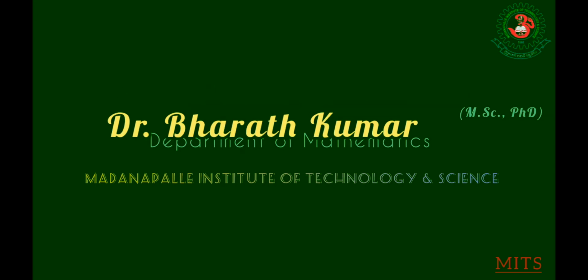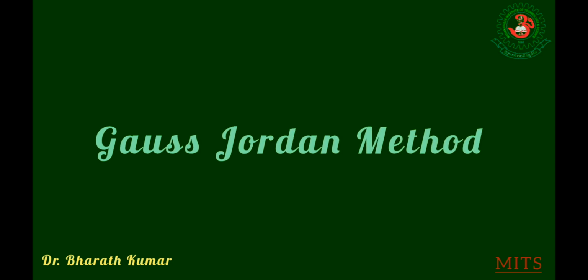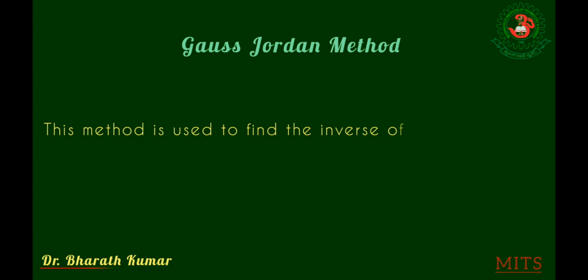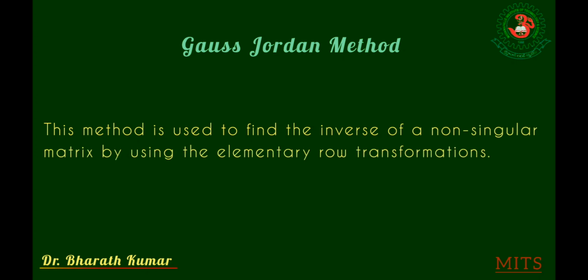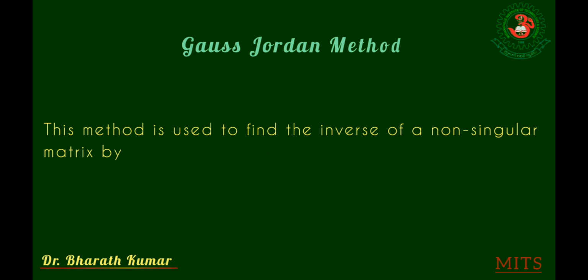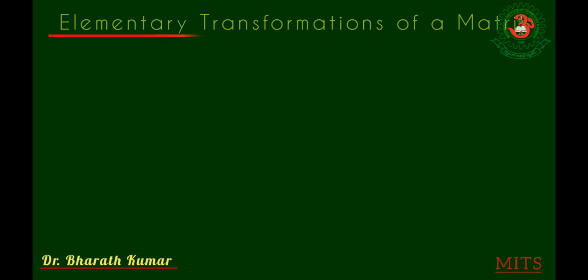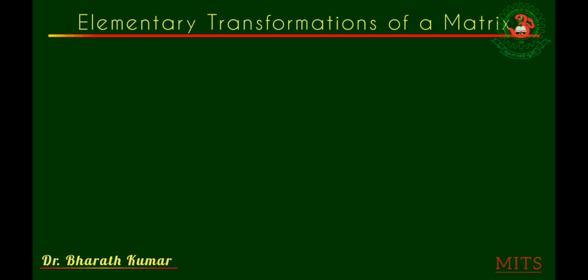In this video, I am going to explain the Gauss-Jordan method for finding the inverse of a square matrix. This method uses the elementary row transformations for finding the inverse of a given matrix. Before going to explain this method, it is necessary to understand the elementary transformations of a matrix. There are mainly three elementary operations.